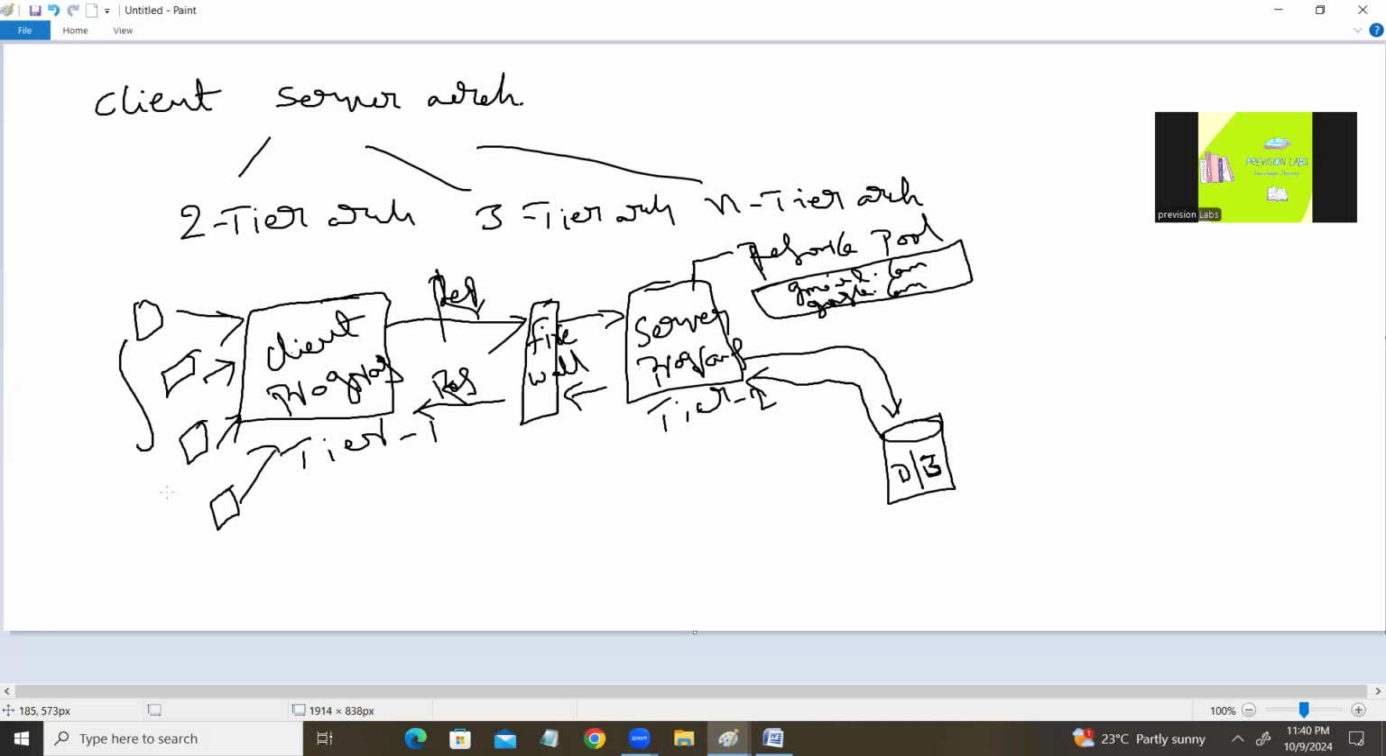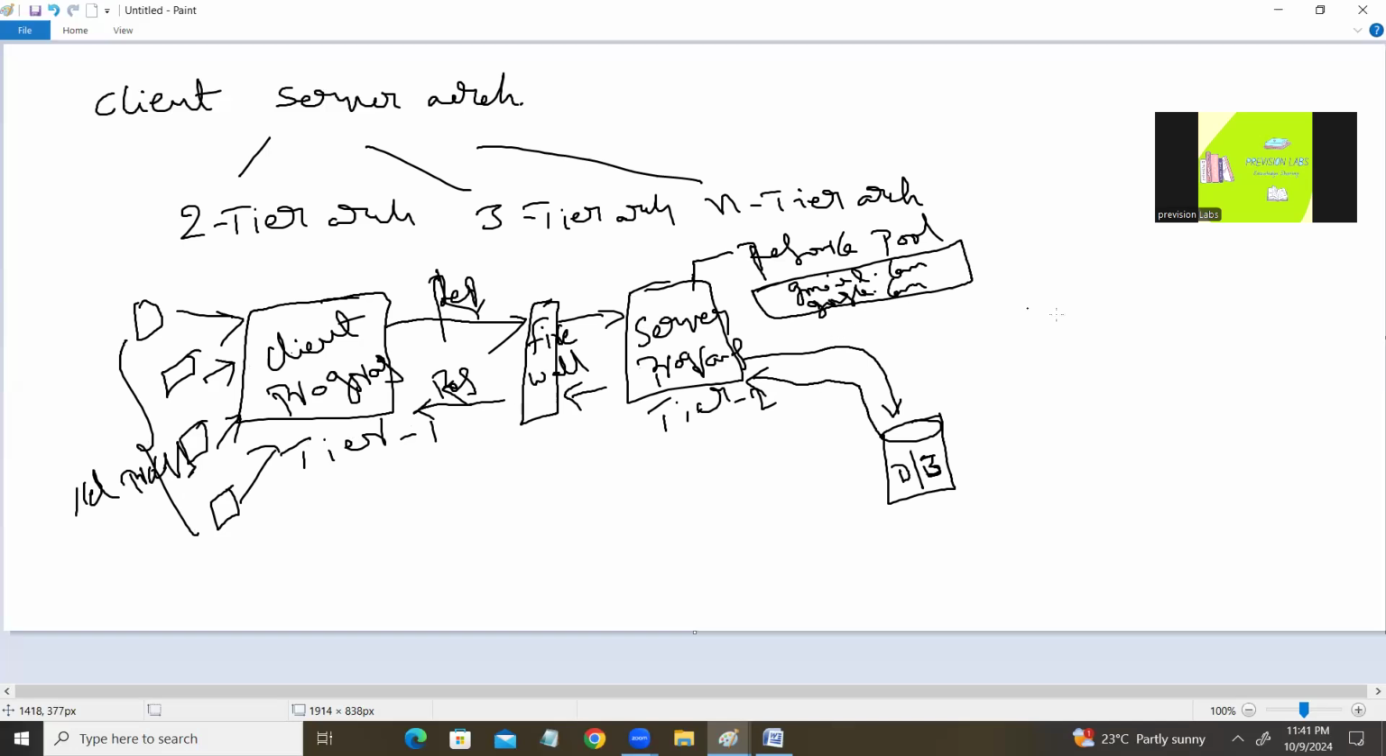And multiple clients, not only one client. That is nothing but what we call concurrency. In general, we say parallel processing. So this is an advantage of server side programs.